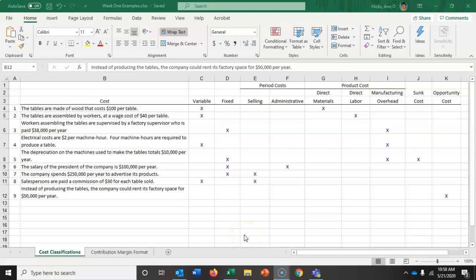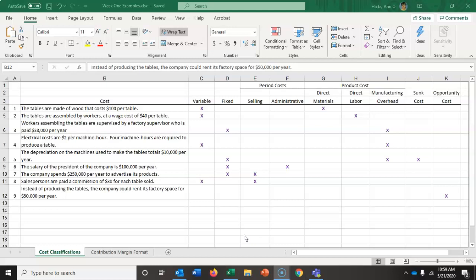So in this video, I want to walk us through an example that uses the cost classifications that we went over in the PowerPoint introduction. This is actually the first review problem that is located in Chapter 1 in your textbook. And what we have here is a company that manufactures furniture, including tables.